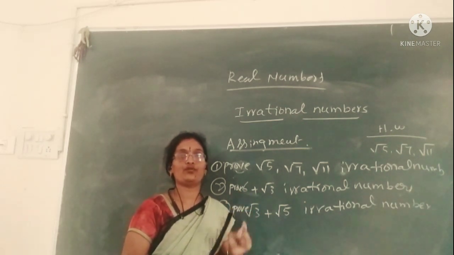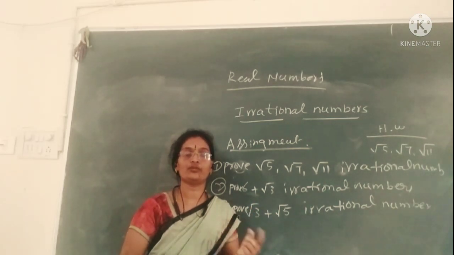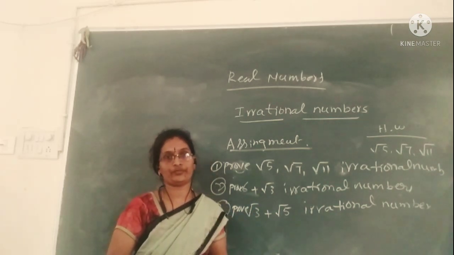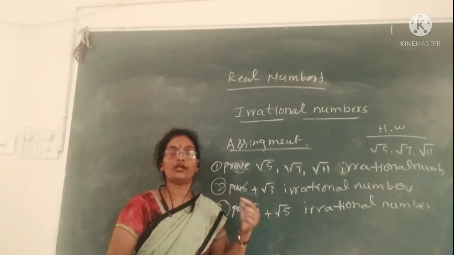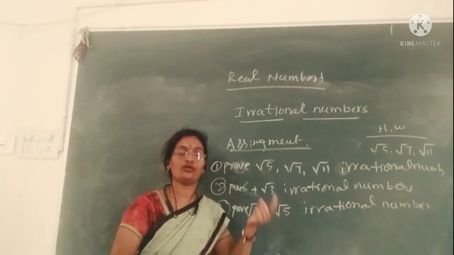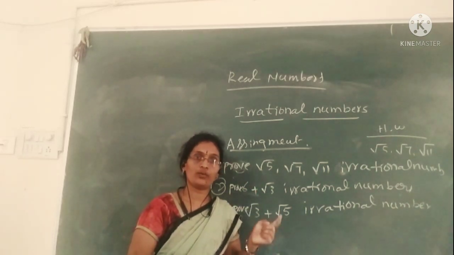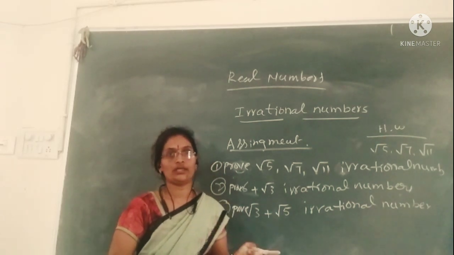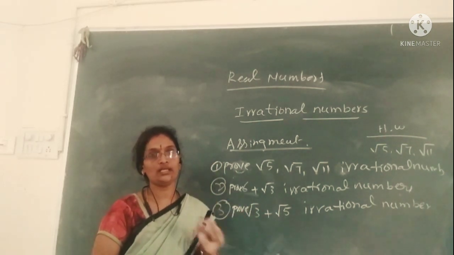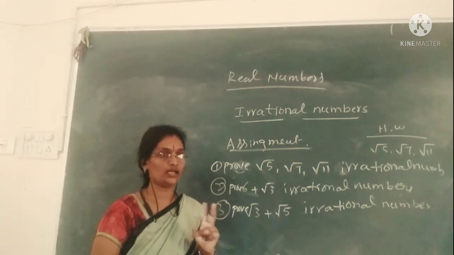In p by q form, if q is not of the form 2 to the power of x, 5 to the power of y, which cannot be written as a power of 2 or a power of 5, then this is a non-terminating decimal. These are the 2 points we can understand.